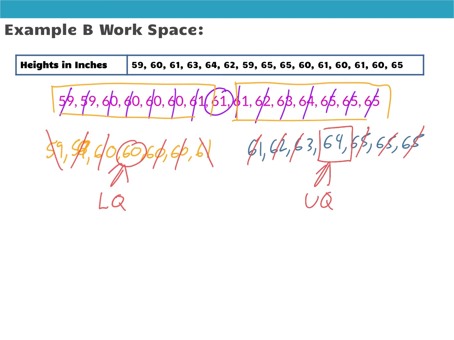So now I just need my upper extreme and my lower extreme. So my upper extreme in this case, or the number that's going to be the biggest, is my 65. So that's going to be my upper extreme. And then 59 is my lower extreme because that is the smallest number. So now that I have all that data, let's go ahead and make a box plot.